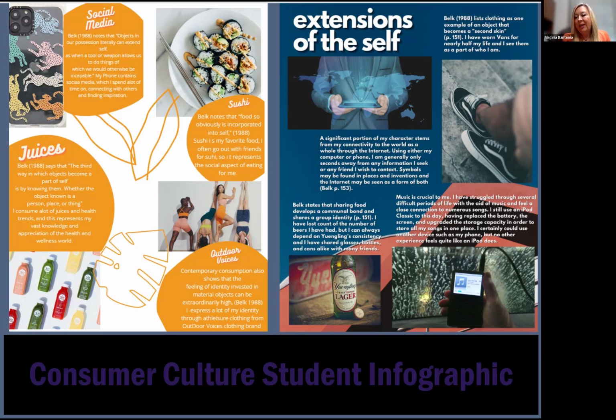Up here on the top right, you see the Vans tennis shoes. And this student said he's worn Vans for nearly half of his life, and he sees them as a part of who he is. And he also related that to Belk's premise of clothing being part of a second skin or the extended self. And you see this student over here has highlighted the use of the cell phone as a part of who she is. Also, the other student used an iPad as part of who he is. So these are symbolic representations of how they construct identity through technology and other consumer products.